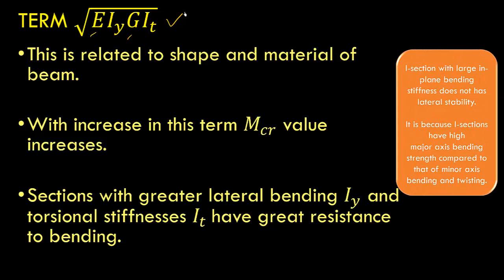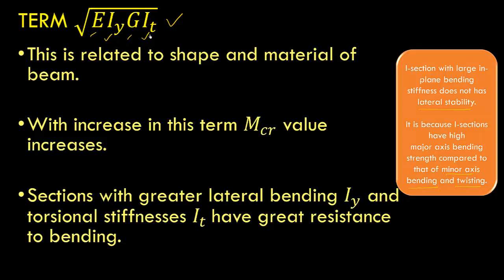So basically, an I section with large in-plane bending stiffness does not have lateral stability. It is because an I section has high major axis bending strength compared to the minor axis bending as well as twisting. As I was saying, the I_y and I_T values for an I section are small, and that's why it is not good for lateral stability.